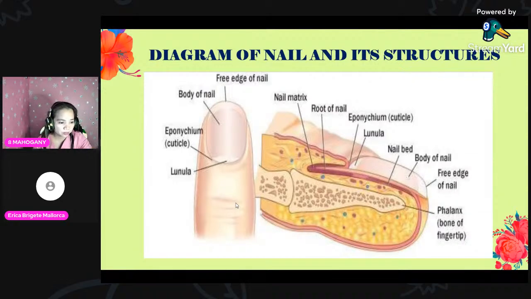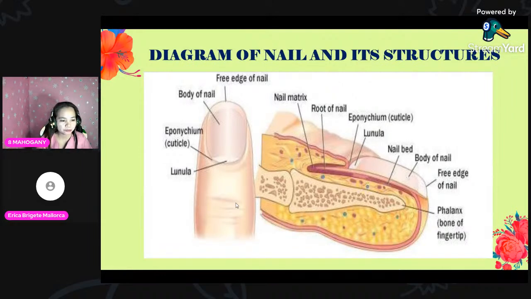Okay, yes, we have the answer already by Gasbon, body of nail. Very good. What else? Body of the nail. Remember where we are going to find the body of the nail. So, tandaan nyo po ha kung saang part ng nail natin yung body. Okay po? Then, Lunula, very good.